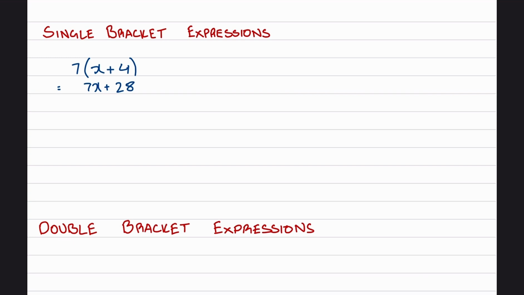If you have something like, say, 3 brackets (x minus 5), it follows the same steps. You multiply 3 with x and then you multiply 3 with 5, so you get 3x minus 15.